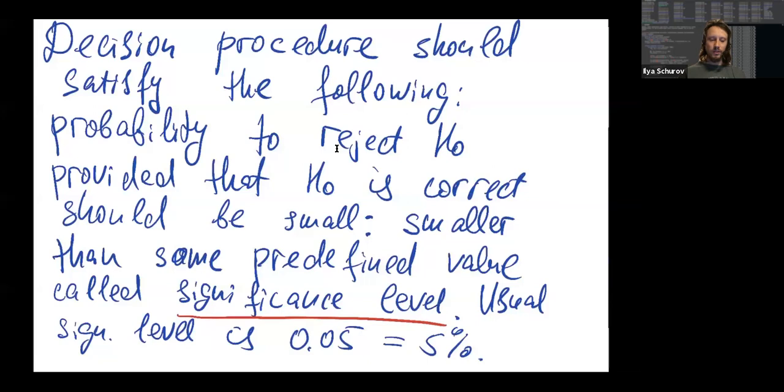It means that we have a probability to make a mistake. What we want to do is control this probability. We want to say that this probability to make a mistake is smaller than the significance level, for example, smaller than 5%.